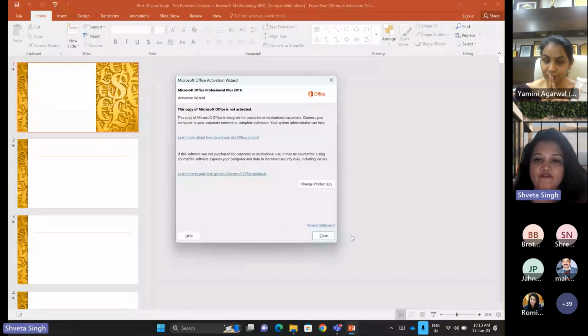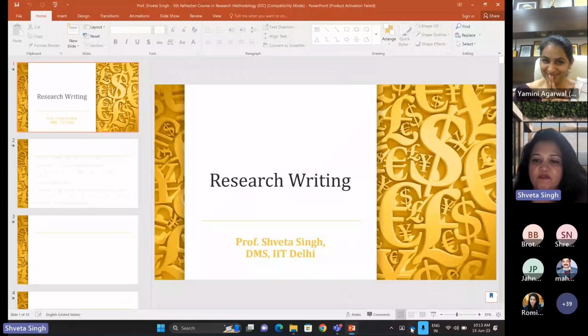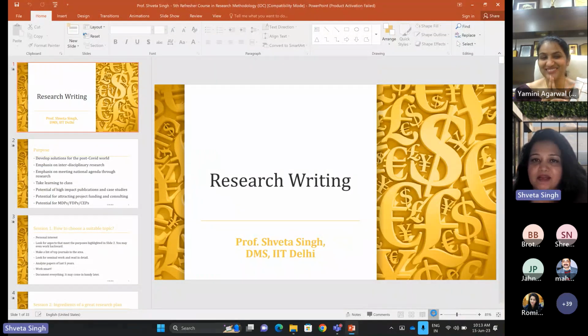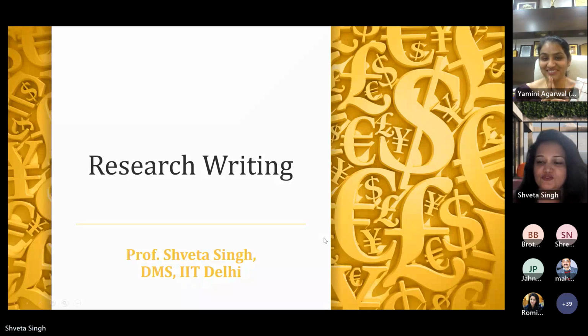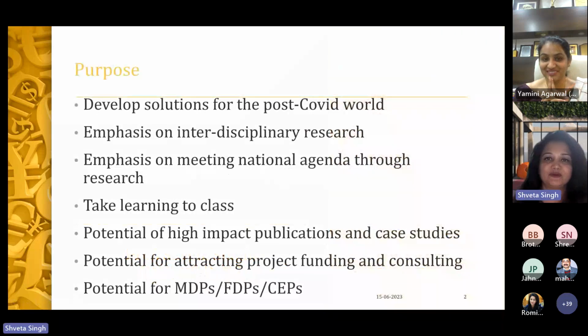So I put in a lot of currency signs because I'm a finance professor, but otherwise there's nothing too lucrative here. So here are some guides that I tell my scholars as well as what my colleagues here follow. First of all, after COVID, the entire world and all kinds of research agencies are looking at multidisciplinary solutions for the post-COVID world.